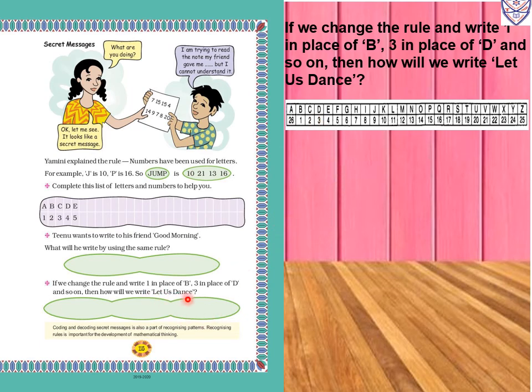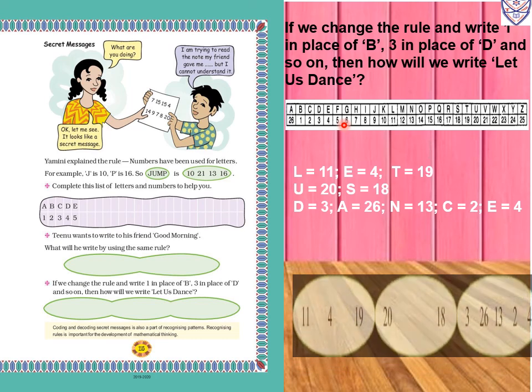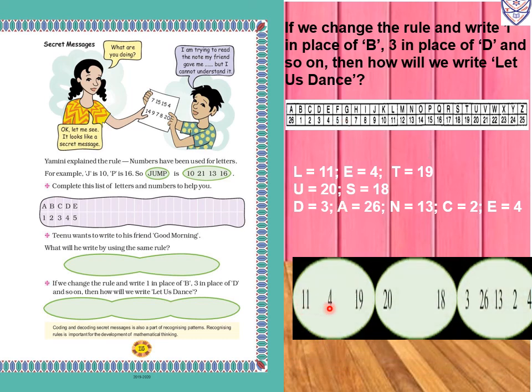Now we have to write let us dance. So L is 11, then E is 4, then T is 19, then U is 20, then S is 18, then D is 3, then A is 26, then N is 13, then C is 2, then E is 4. So we will write let means 11 4 19, then us 20 18, then dance 3 26 13 2 4.